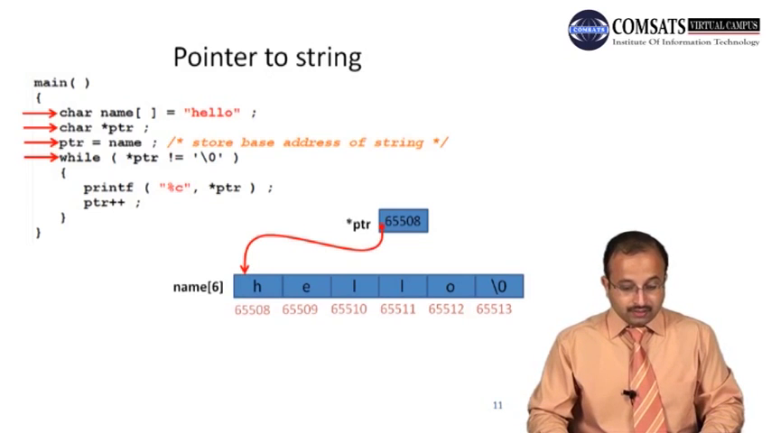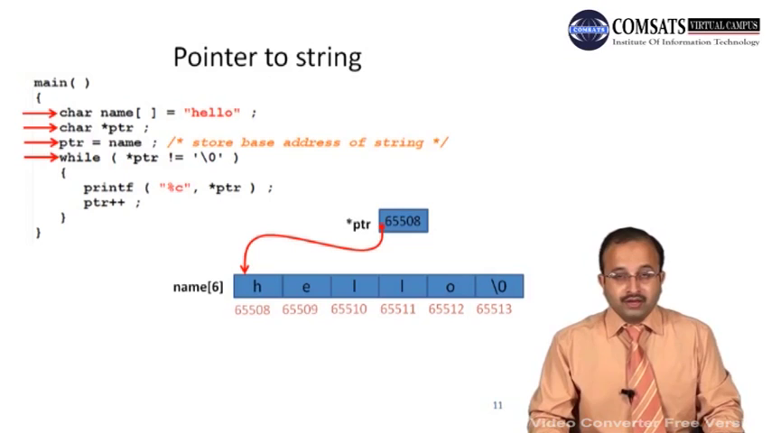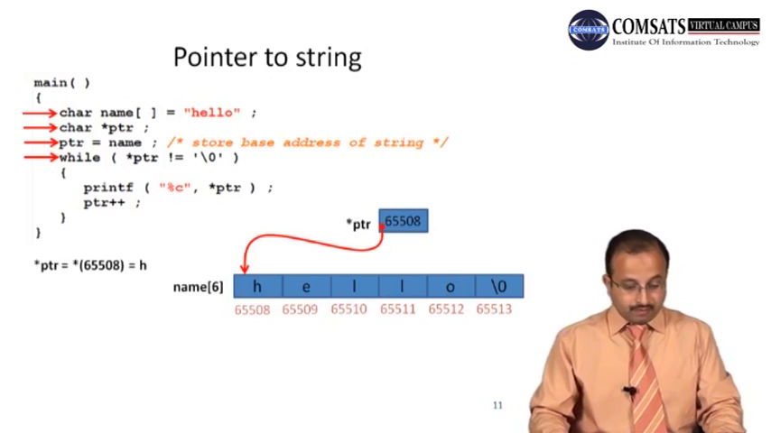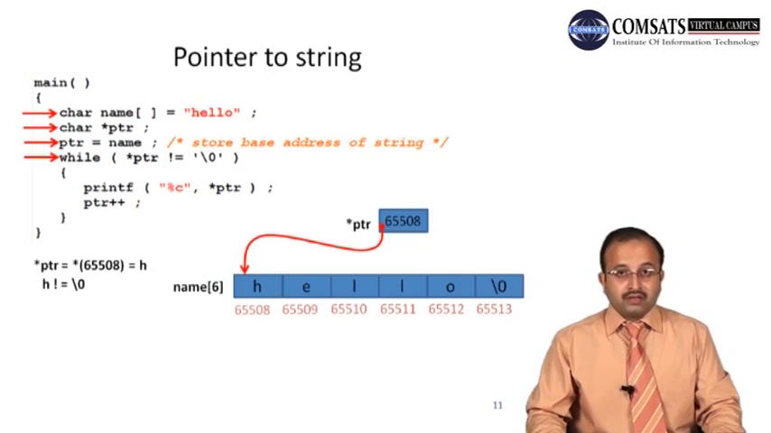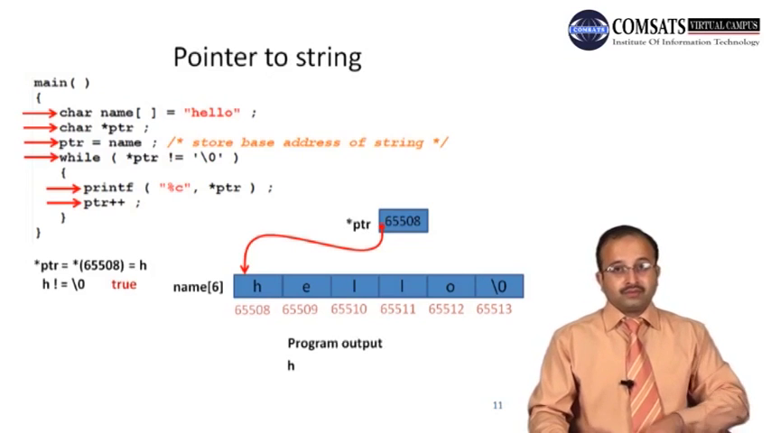Then you come inside the while loop and you check while *PTR is not equal to null. What is *PTR? PTR is 65508 and *PTR is *65508. This means that you can read it out as value at address 65508. And what is that value? That value is h. So the condition in the while loop becomes h not equal to null, and that is true. h is not equal to null, so it comes inside the loop and it prints the character that is placed at the address 65508. So *PTR is h, it prints h, and then it increments this pointer value, PTR++.